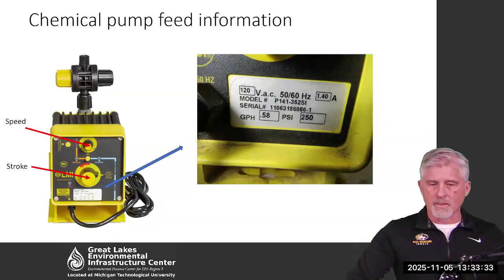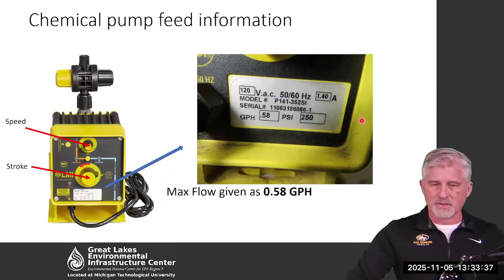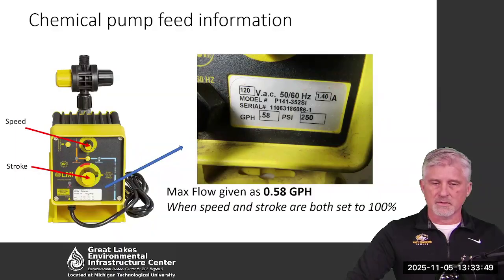So we look at this, the information off this pump is on this little tag. It's given us a max flow of 0.58 gallons per hour, as long as it's within a PSI of 250. So that maximum occurs when both the speed and the stroke are set to 100%.